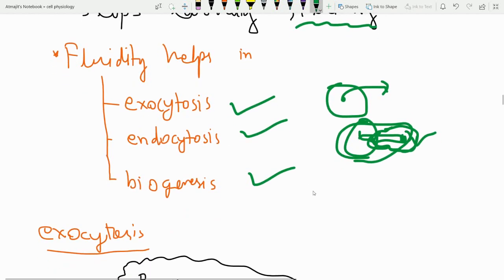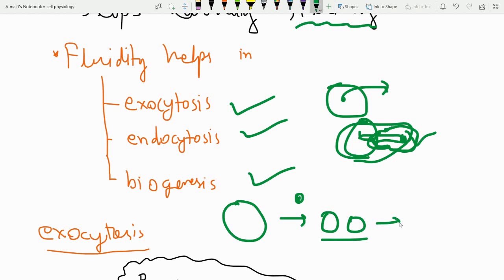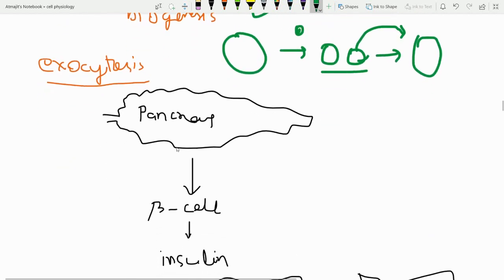In biogenesis, let this be the cell, then it is divided into two small cells by mitosis, then they grow into mature cells. So this growth is called biogenesis of the cell membrane. These structures are growing, so we will discuss it clearly.